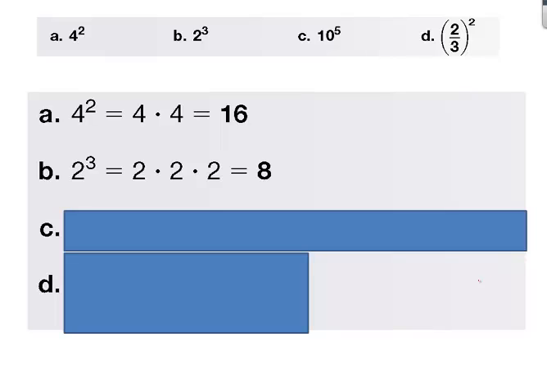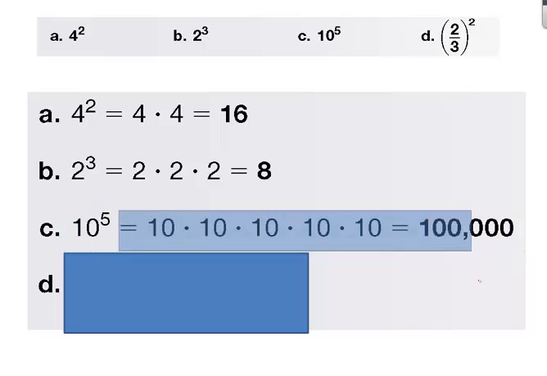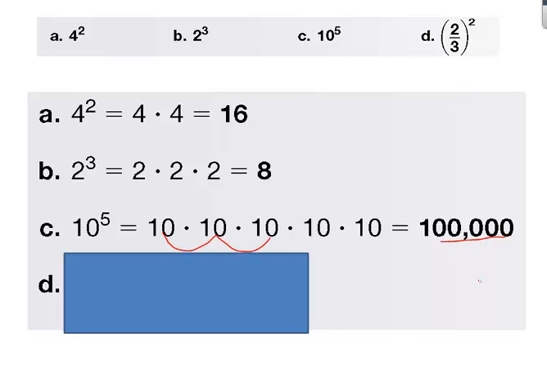What's your answer for C? Solve that. That's a big number, isn't it? You just take that 1, just put 5 zeros behind it, and come up with 100,000. Unless you know 10 times 10 is 100, times 10 is 1,000, times 10 is 10,000, times 10 is 100,000.